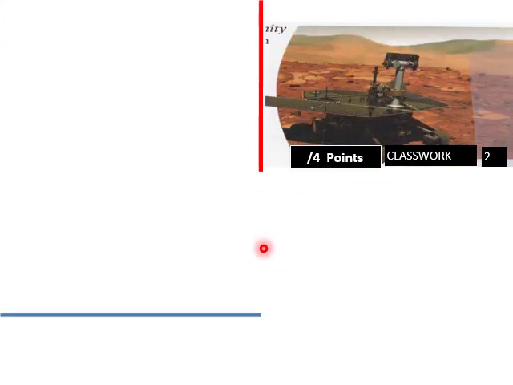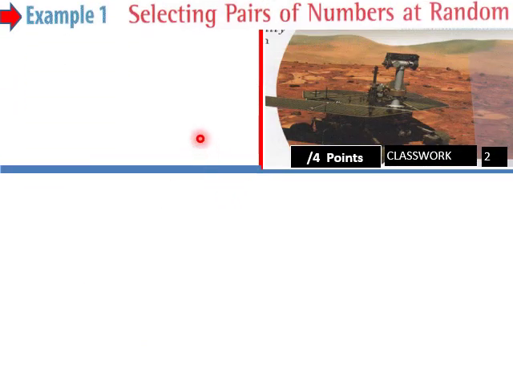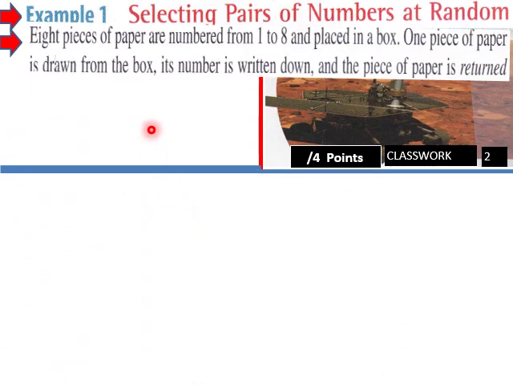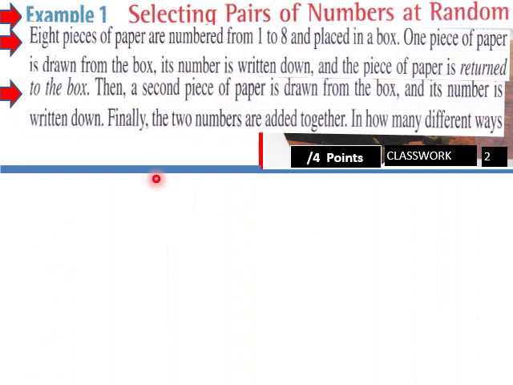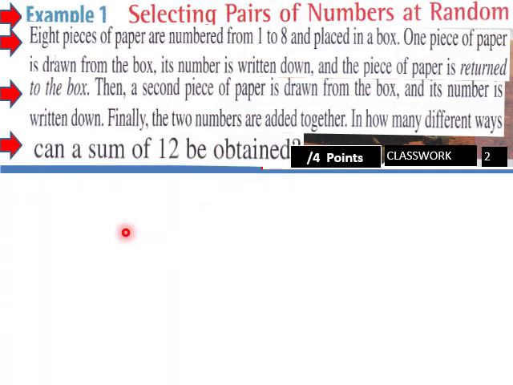Let's go into some counting issues here. Selecting pairs of numbers at random. 8 pieces of paper are numbered from 1 to 8 and placed in a box. 1 piece of paper is drawn from the box, its number is written down, and the piece of paper is returned to the box. Then a second piece of paper is drawn from the box and its number is written down. Finally, the 2 numbers are added together. In how many different ways can a sum of 12 be obtained?